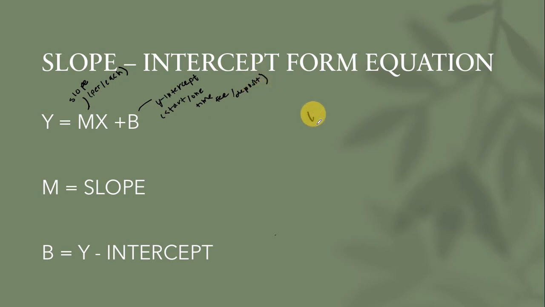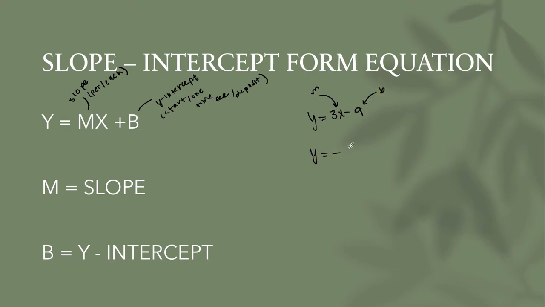Okay, so in the equation y equals 3x minus 9, what would represent the slope? The 3, right? And remember, guys, it's not 3x. 3x is not the slope. The coefficient in front of the variable is the slope. And negative 9 would represent my y-intercept.